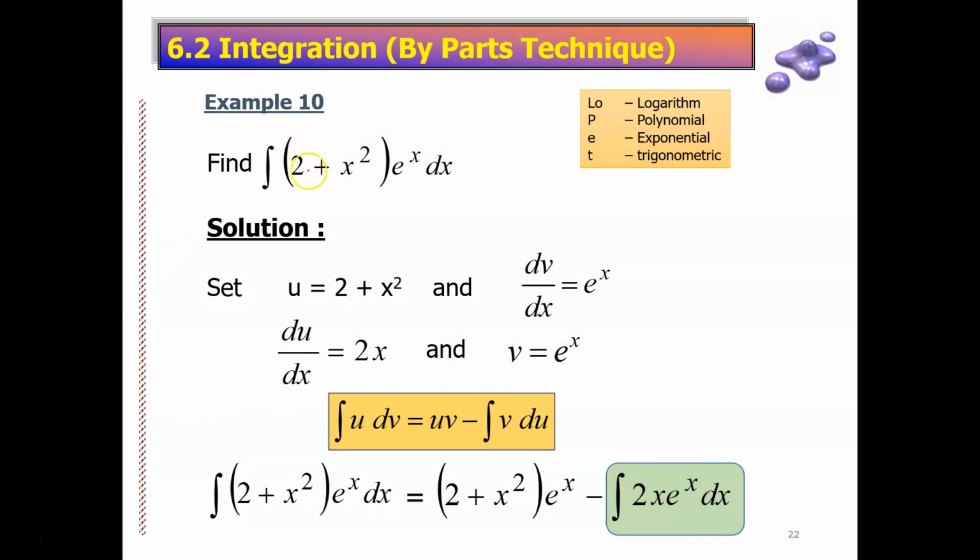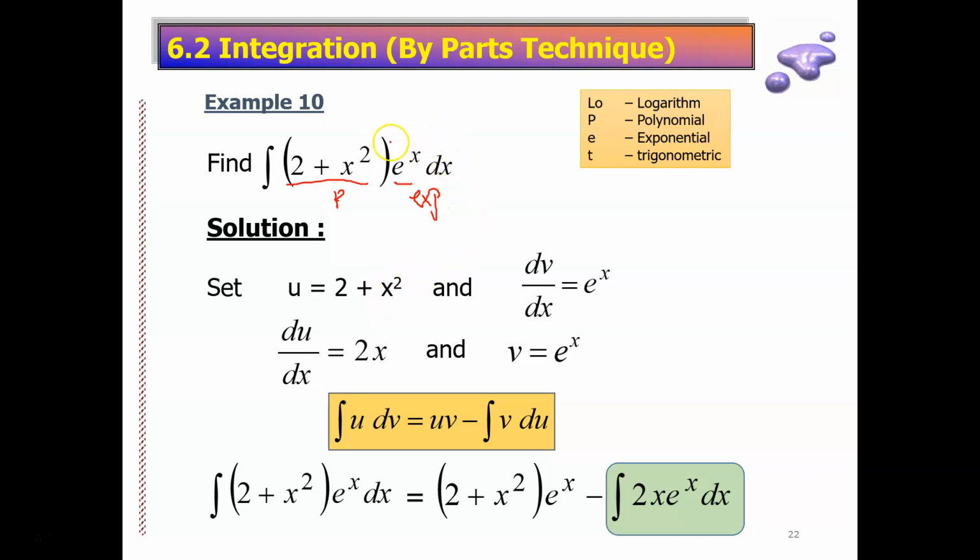Find integration of 2 bracket 2 plus x square close bracket exponent x dx, meaning that you have the first function over here and the second function over here. So this is polynomial, this is polynomial, this is exponential, right? This is exponential. So of course we will choose u as the polynomial. Follow the order, polynomial first. If there is log or ln, we will choose log or ln first. So let u equal to 2 plus x square.